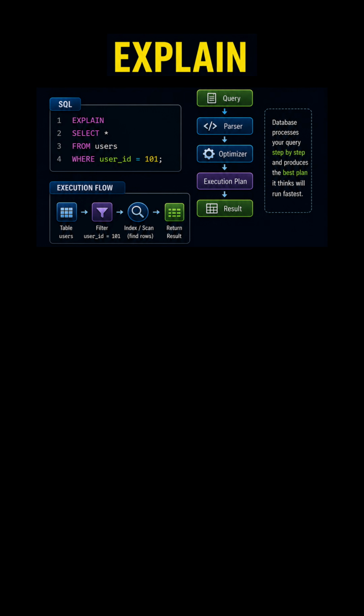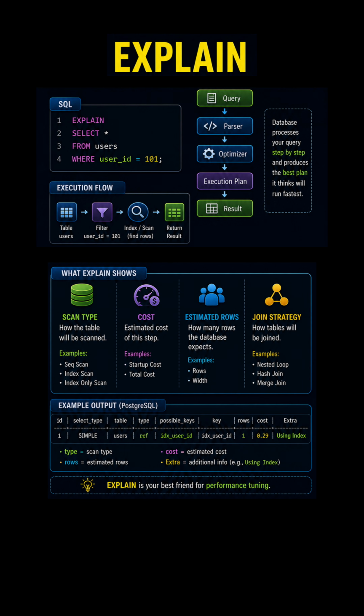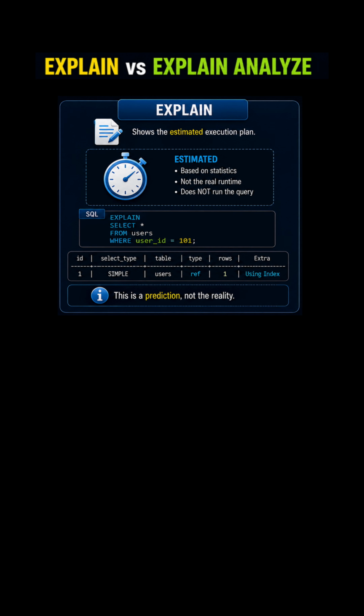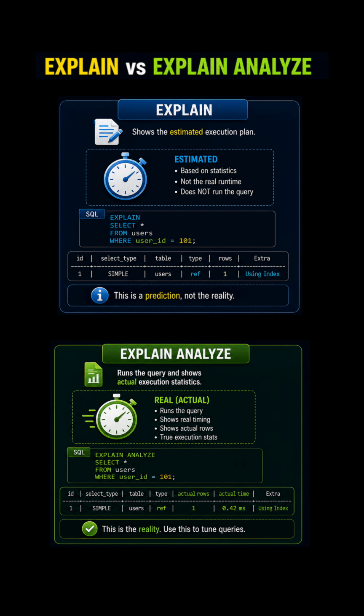EXPLAIN. Let's talk about how databases think. EXPLAIN shows the execution plan, meaning how the database plans to execute your query. This helps engineers understand whether indexes are used, which scans happen, and how expensive the query may become. Important distinction: EXPLAIN only shows the estimated execution plan, but EXPLAIN ANALYZE actually runs the query and shows the real timings, actual rows, and true execution statistics.